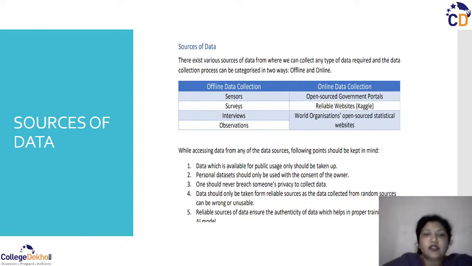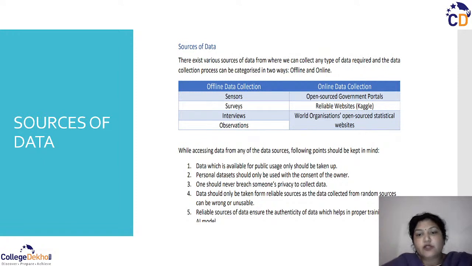If you are taking any personal data sets for building an AI enabled system, you have to take the consent of the owner. One should never breach someone's privacy to collect data. You cannot put a camera behind a hospital where a camera should not be, just for collecting your data. It's not authorized, it's not valid. Why? Because you are hacking the data of that person.